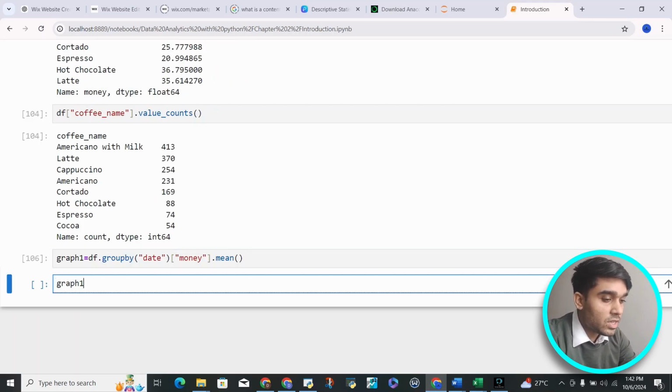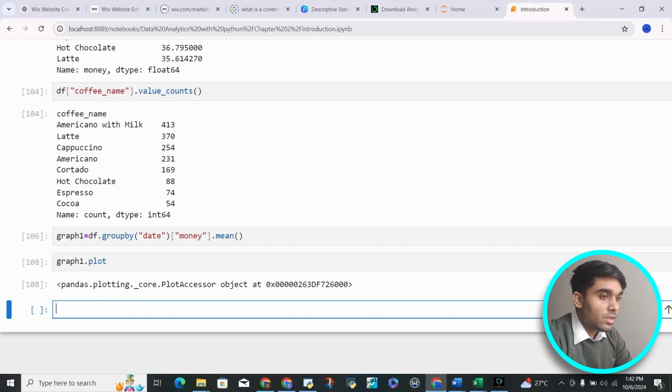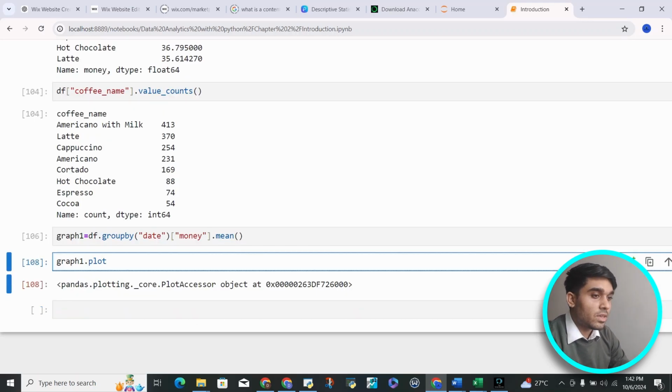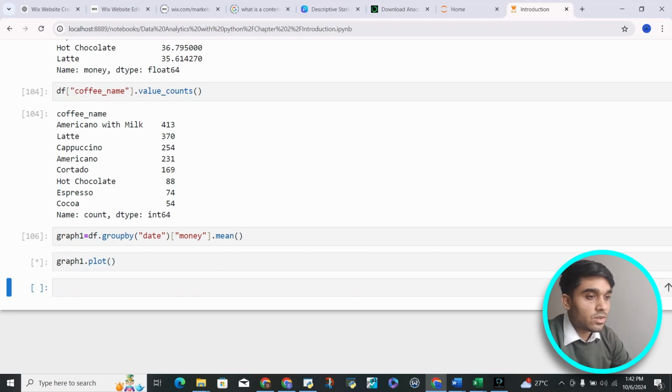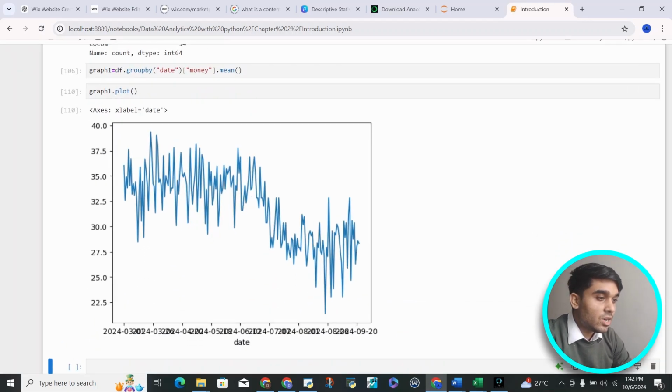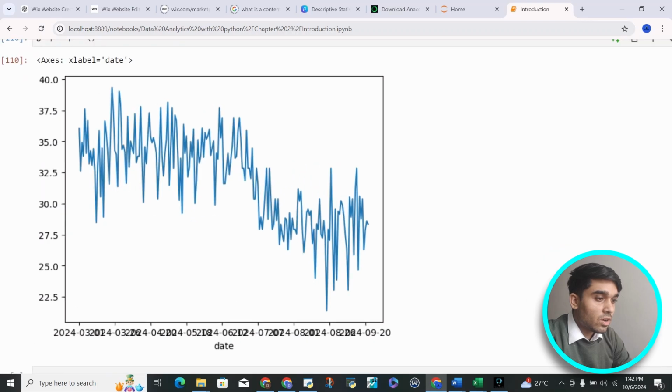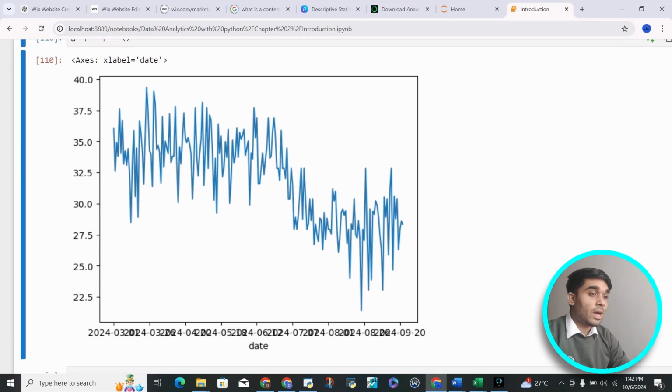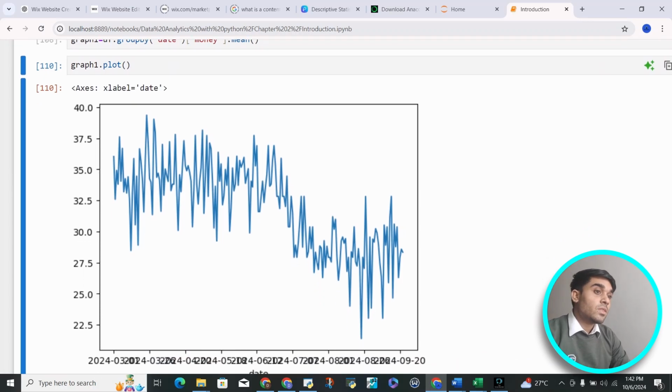Now I want to see graph 1, and I'll write plot here, and you can see nothing is exactly happening here because we need to double code. And you can see, okay, dates are not properly understandable, they're just overlapping, but forget about that. But what we can see from this trend is on average the transactions have decreased.